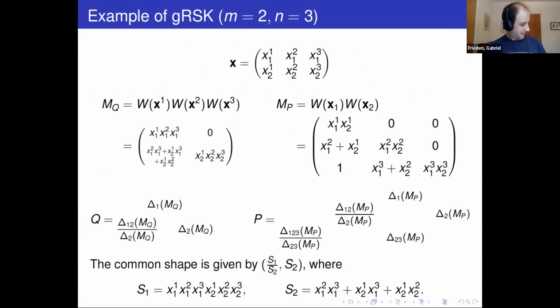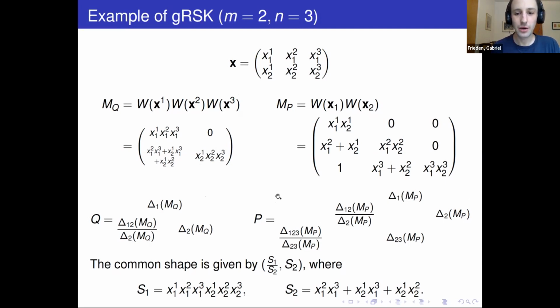Okay. So I'm running short on time, but I'll say a little bit about this. In the 2x3 case, when I form these two matrices MQ and MP, they look like this, and then I take certain ratios of left justified minors, and I get my Q and my P patterns.